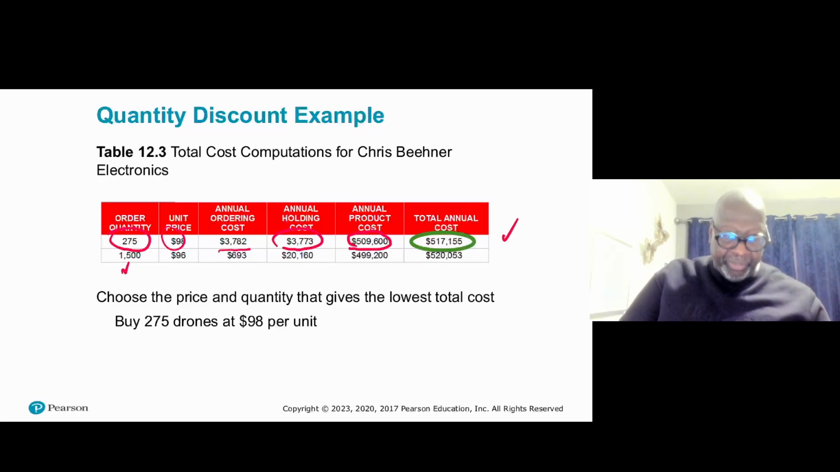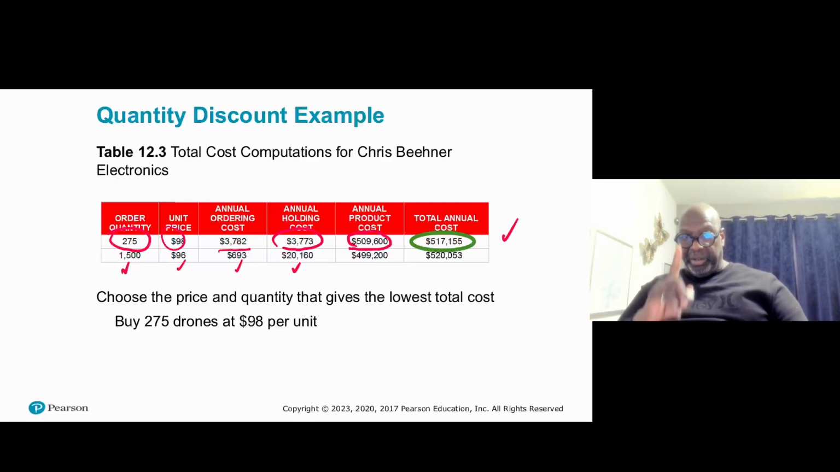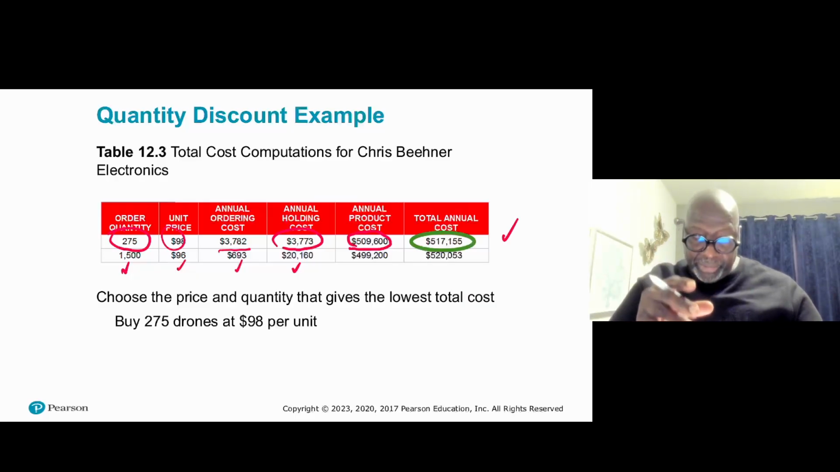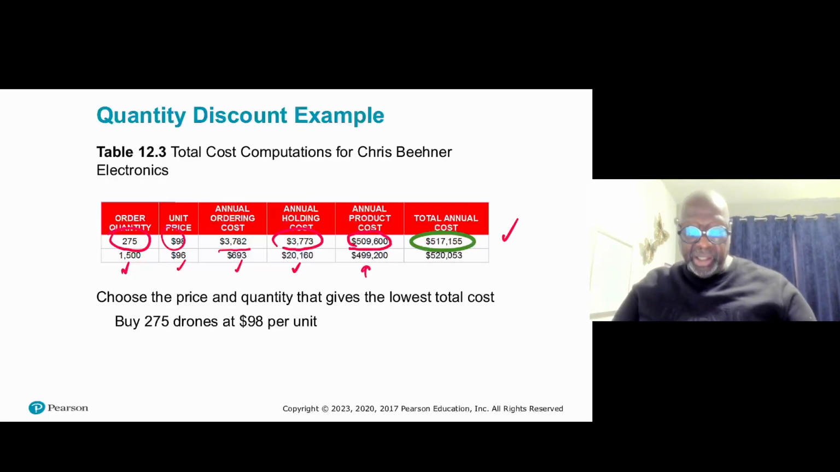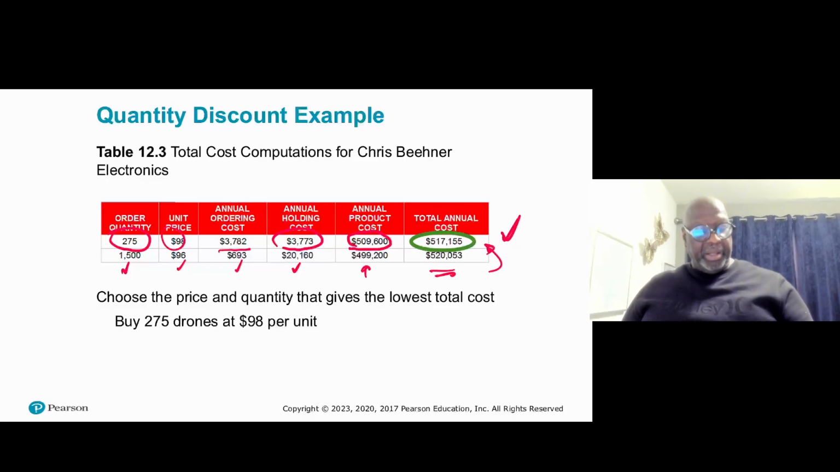to order 1,500. This is the unit price. This is what your ordering cost will be. And so your ordering cost is significantly reduced. All right. But look at that. Our holding cost is significantly increased. So the trade-off, and then of course our purchase cost is reduced as well. But the trade-off is not enough. We still have to pay $520,053, which happens to be more than the 517,155. So it makes sense to stick with the 275 units each time we place an order.